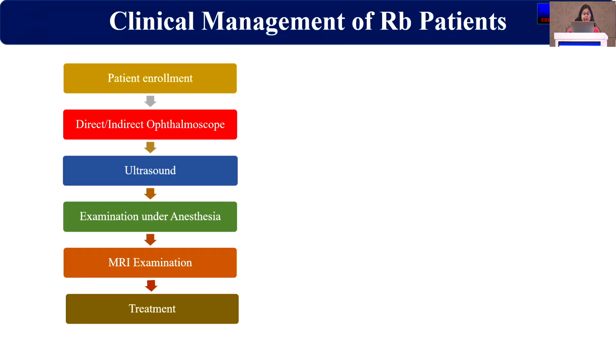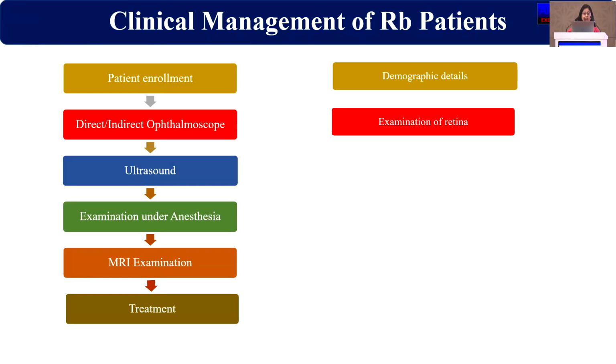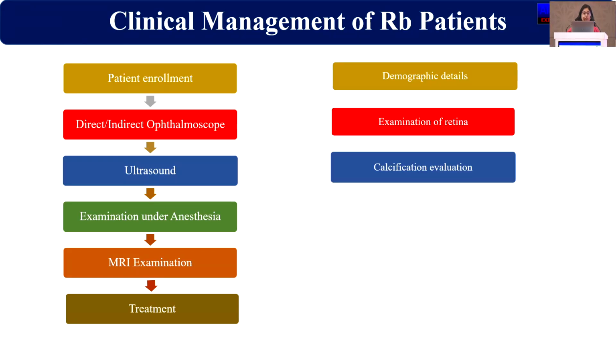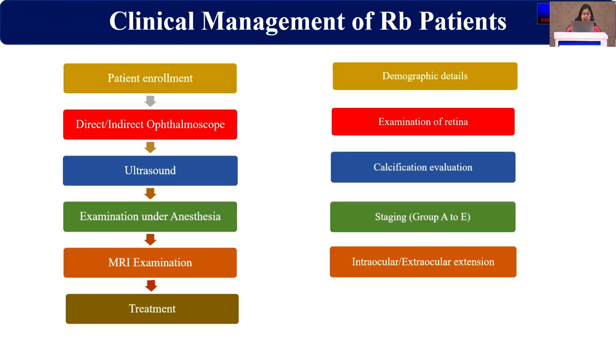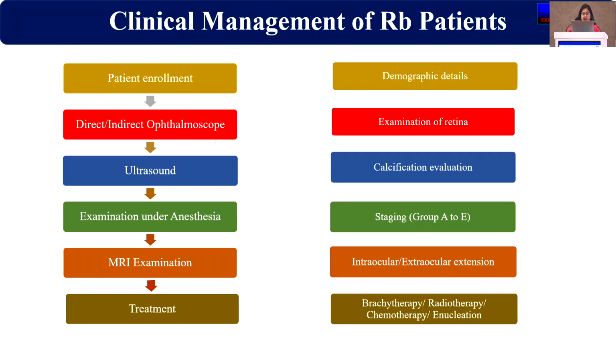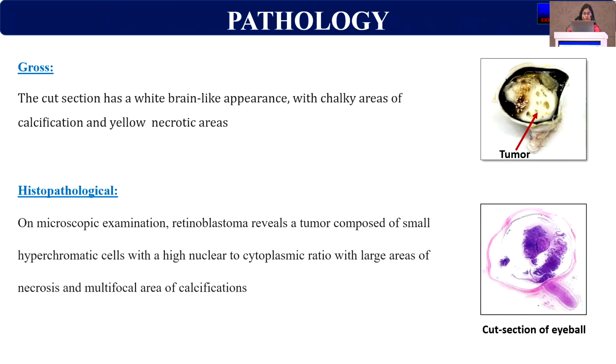The clinical management of RB patients includes patient enrollment for demographic details, direct or indirect ophthalmoscopy for examination, ultrasound for calcification evaluation, examination under anesthesia for staging, and MRI examination for intraocular or extraocular extension, followed by treatment, which includes brachytherapy, radiotherapy, chemotherapy, or enucleation.